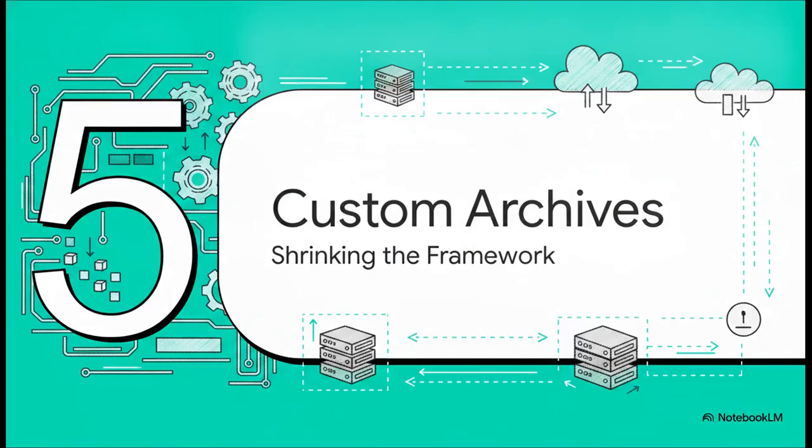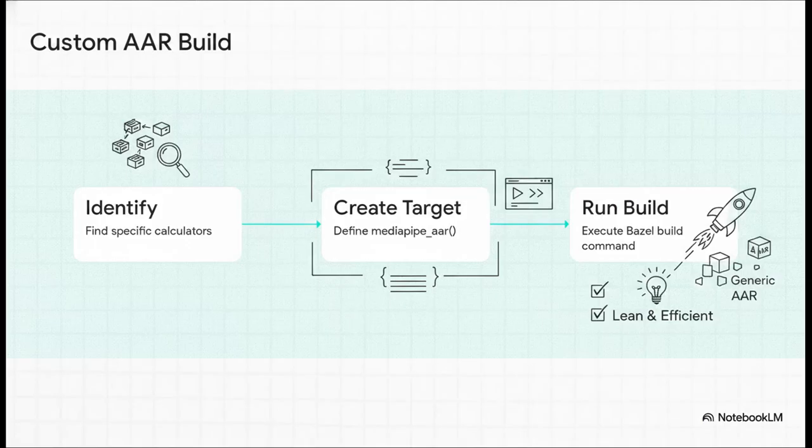Let's move on and see how this builds into Section 5, compiling custom archives and shrinking the framework. This is our final optimization phase for all the app architects out there. Every Android developer out there knows the pain of an oversized app bundle or APK bloat. But here is the brilliant thing about MediaPipe. It doesn't just force a massive generic Android archive onto your project. Because a bloated one-size-fits-all AAR doesn't exist, you as the developer get to compile a highly customized archive.